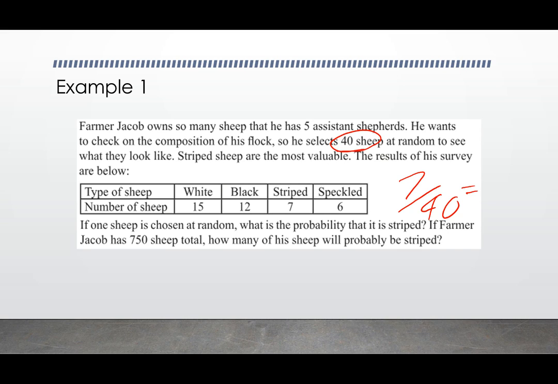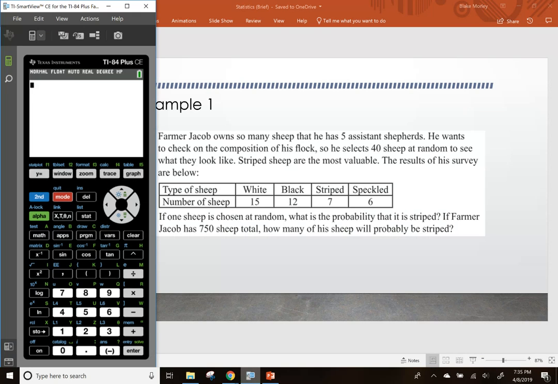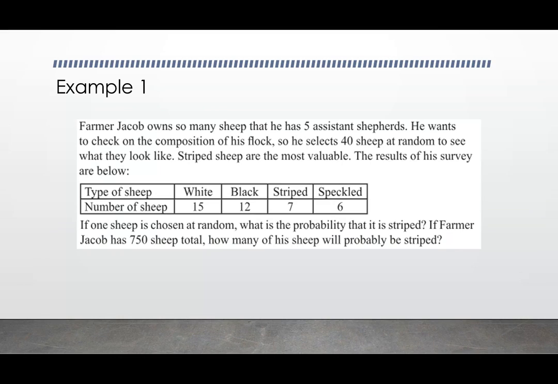This gives us a probability. 7 out of the 40 are striped. This is also a percentage, but I'm going to get my calculator. We're going to type this in. 7 divided by 40 is, of course, 7 out of 40, which is 0.175. And if you move the decimal place 2 places over, this is the same thing as 17.5%. So 17.5% of the sheep are striped.